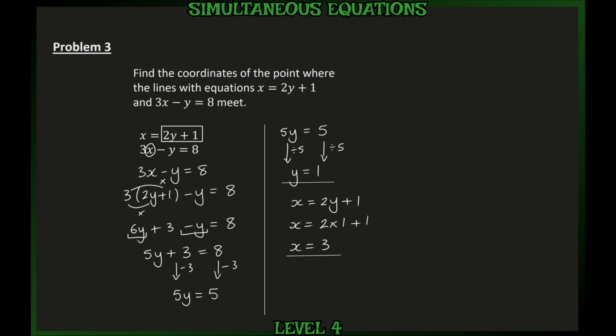Now the question asked us to give the coordinates of the point where the lines intersected. And so as a coordinate, we know that x is 3 and y is 1. So we know that these two lines will meet at the point 3, 1.